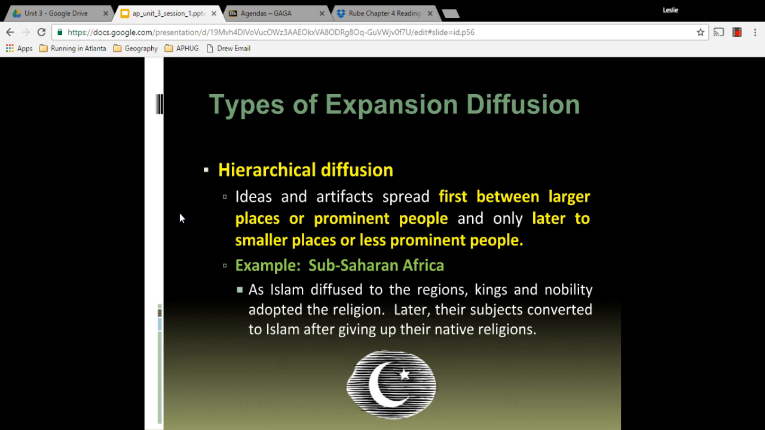Hierarchical diffusion. This is the Oprah effect diffusion. Ideas and artifacts spread first between larger places or prominent people and only later to smaller places or less prominent people. So, for example, in sub-Saharan Africa, the religion of Islam diffused to the regions through kings and nobility. As the people higher up on the social ladder adopted Islam, it then was adopted by people lower down on the social ladder. Kings and nobility adopted first, and later their subjects converted to Islam after giving up their native religions.